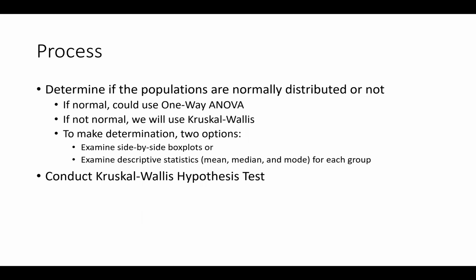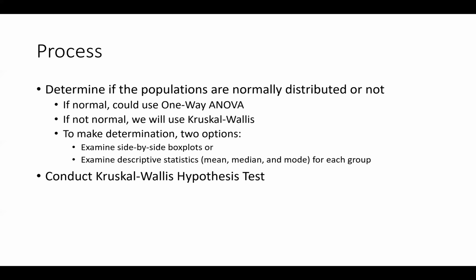So here's our process. We ideally would like to determine if the populations are normally distributed or not. You will likely be told that in this scenario. If you were doing this in the real world, you could run the normality test. You could run Anderson-Darling. But if you have a normal distribution, we're going to run the one-way ANOVA with 2Ks. If it's not normal, we're going to use Kruskal Wallis.